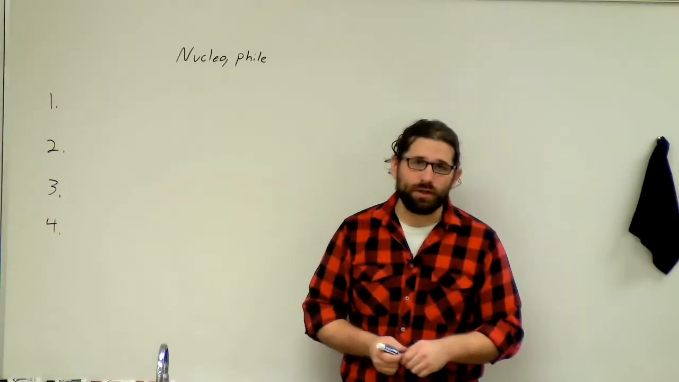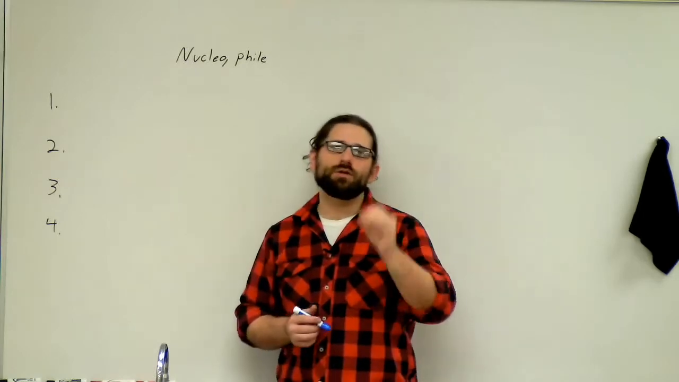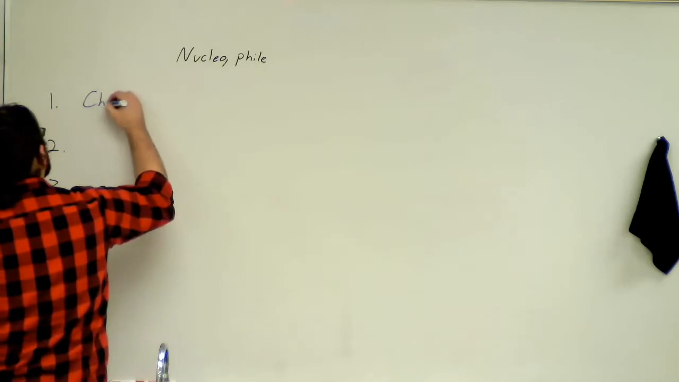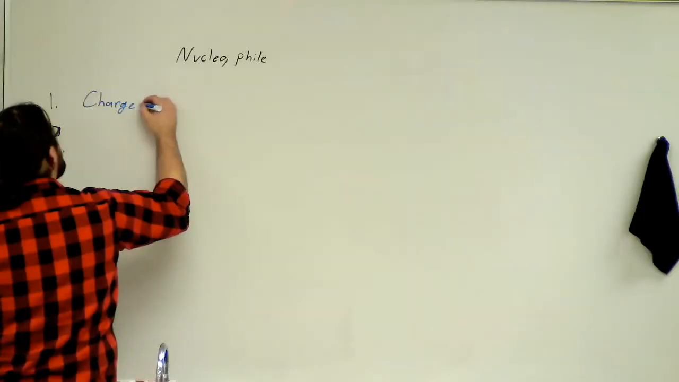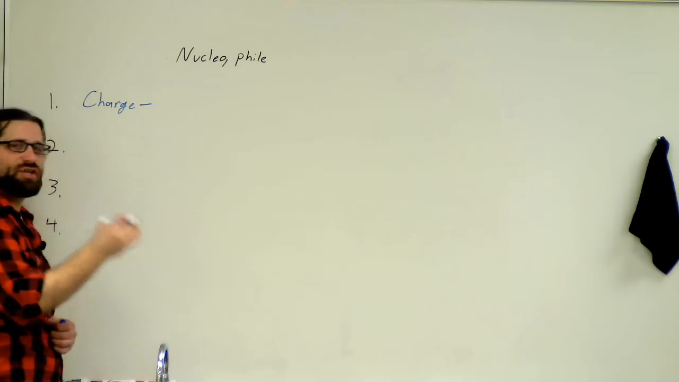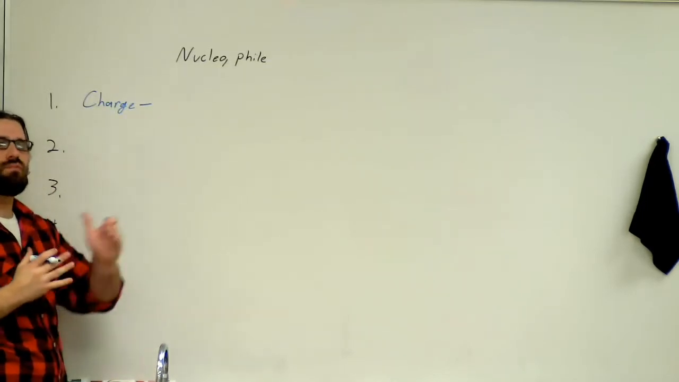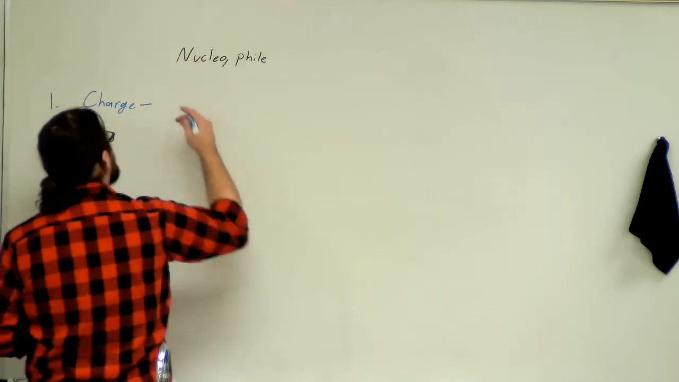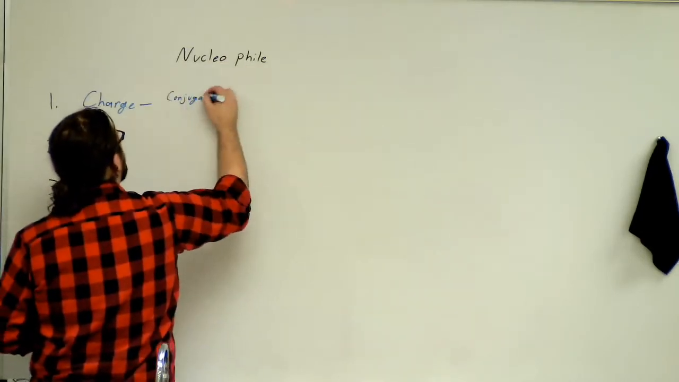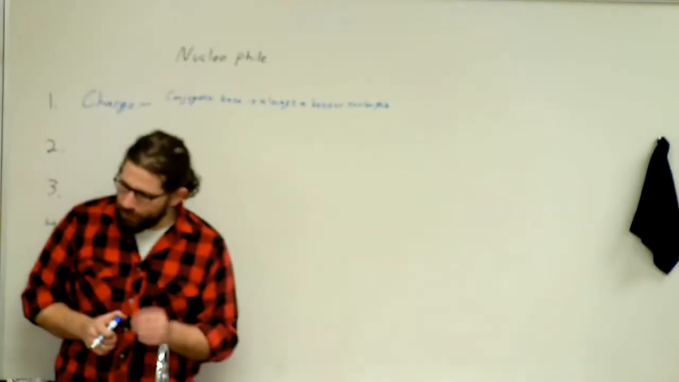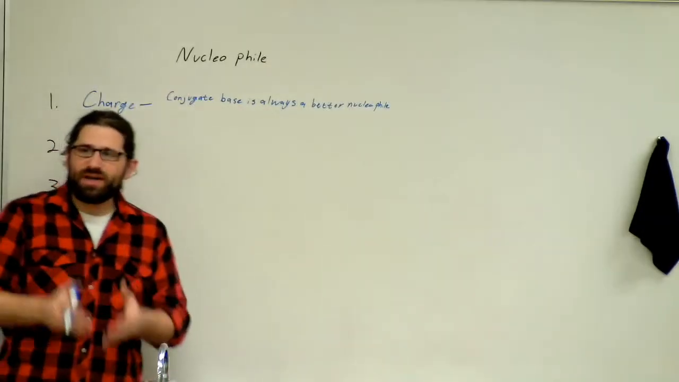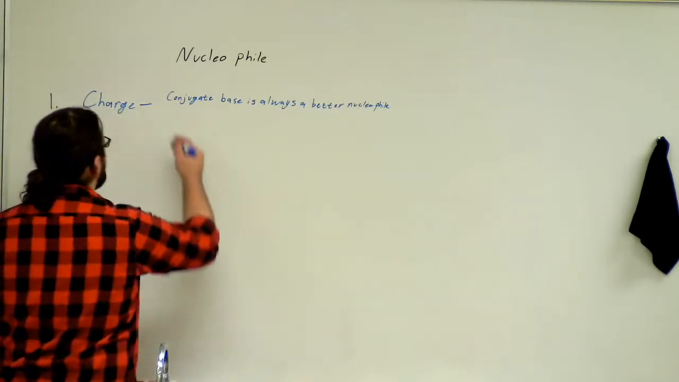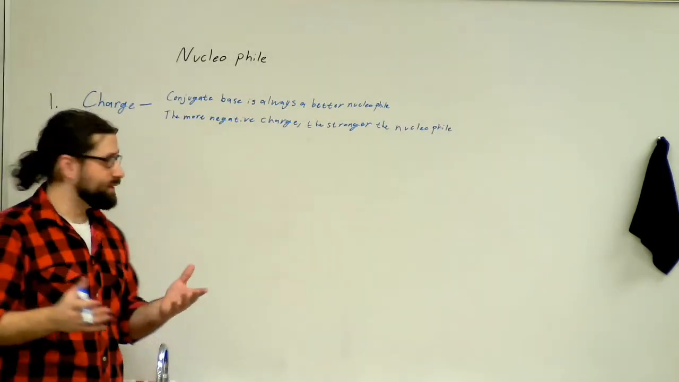The first quality of the strength of a nucleophile is going to depend on charge. And a way you can think about this is that the conjugate base of something, which is always going to be more negative because it would have lost a proton to become a conjugate base, the conjugate base is always a better nucleophile. All right? So the conjugate base is always a better nucleophile, and the more negative charge a molecule has, the stronger the nucleophile.